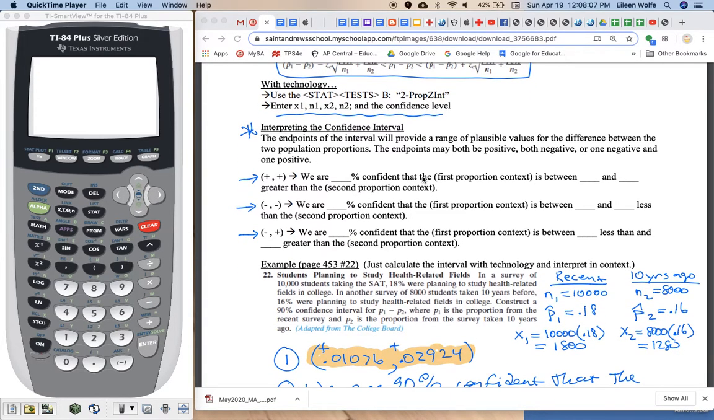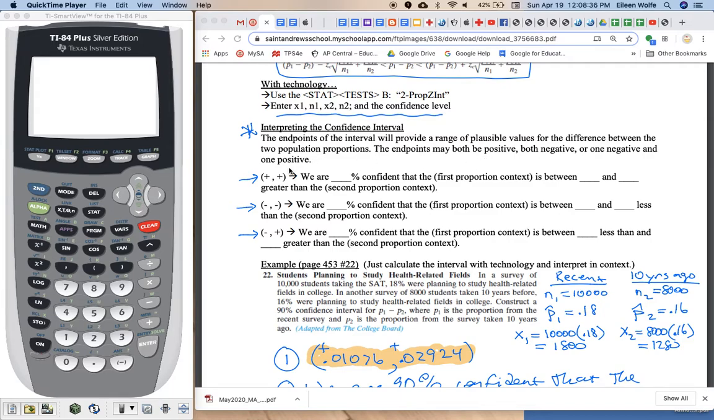So if I go down here in this chunk, my main intention interpreting the interval is to let you know once again that the job of an interval is to provide a range of plausible values for the difference between the two population proportions. We're using data from a sample to make some statistical inference about the two population proportions. Now in this case, the endpoints could both be positive, both negative, or one negative, one positive.